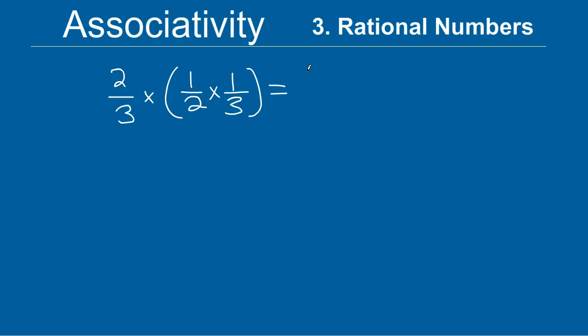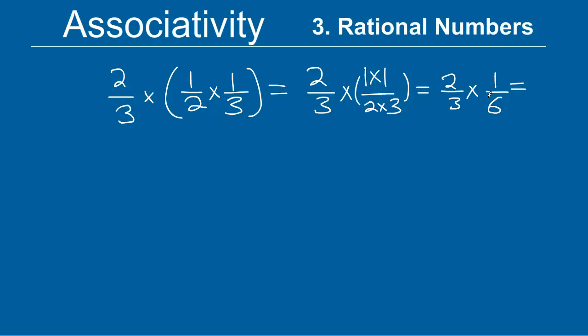We will get 2 by 3 multiplied by, we multiply the numerators, then multiply the denominators. This will be 1 times 1, 2 times 3, or 2 by 3 multiplied by 1 by 6. And when we do this multiplication, we know that 2 ones are 2, 2 threes are 6. So we'll have 1 times 1, which is 1, and 3 times 3 is 9. Right? So this value will be 1 by 9.